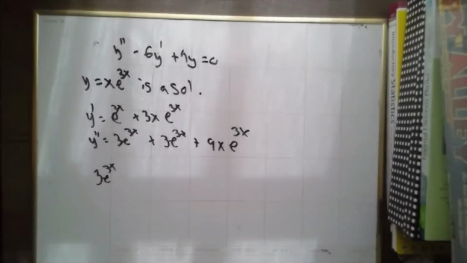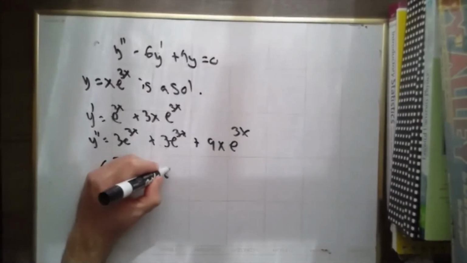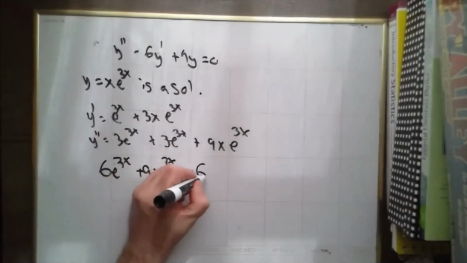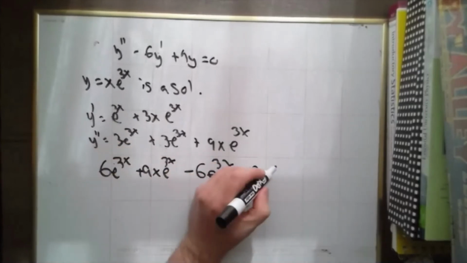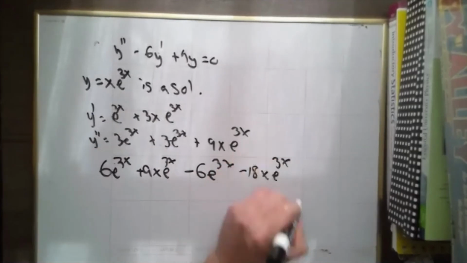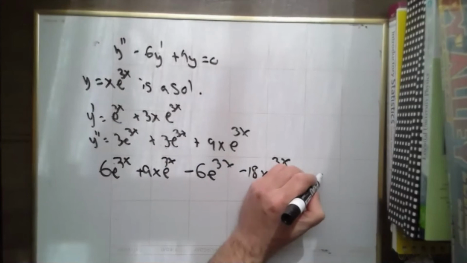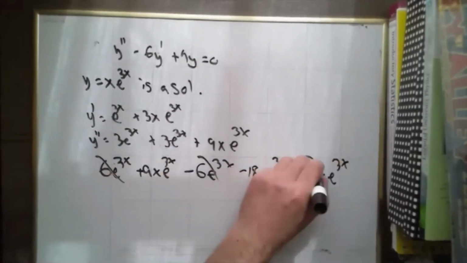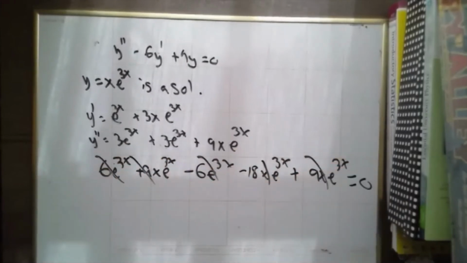Let's combine those together. These are like terms. And then 6 times this one, I'm going to go ahead and distribute. Minus 18. Plus 9 times the original. Those all cancel. It does, in fact, equal 0. So yes, that is another solution.